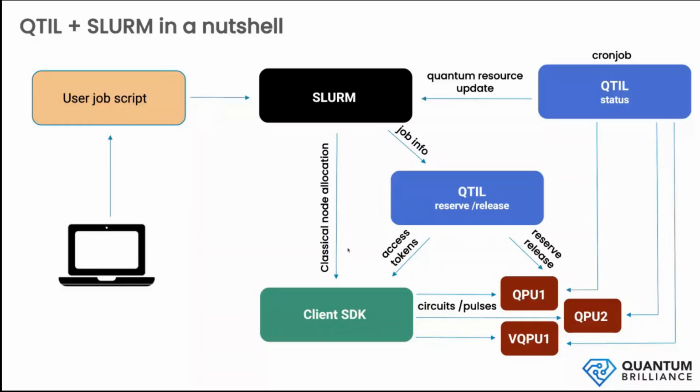Now, of course, we have additional features such as the cron job that will check the status of the quantum computer. And of course, once you have access to this classical node from the client SDK, you can send circuits or pulses, depending on what you do, to the quantum computer or to the virtual QPU, as I mentioned previously, because it works with emulators as well.